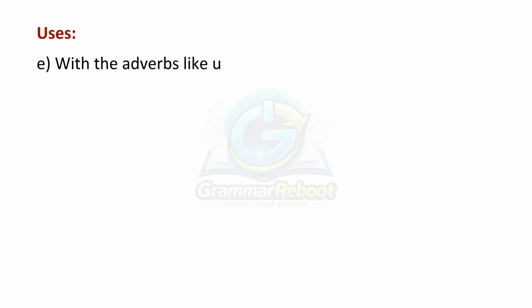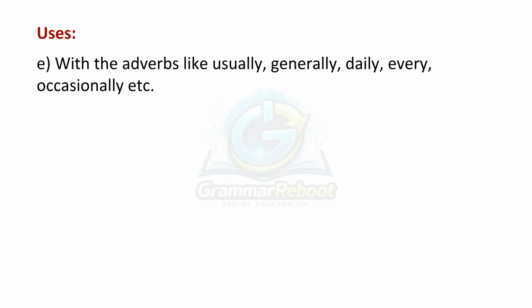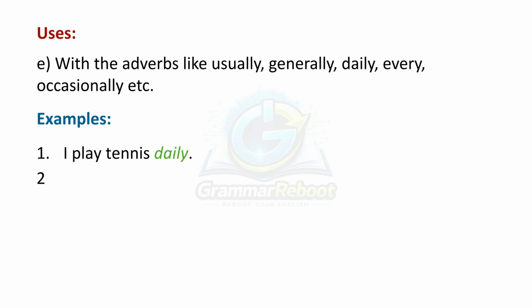Now let's look at another important point. We often use the simple present tense with adverbs like usually, generally, daily, every, occasionally, and similar words. These adverbs show frequency, how often something happens. Let's look at the examples.